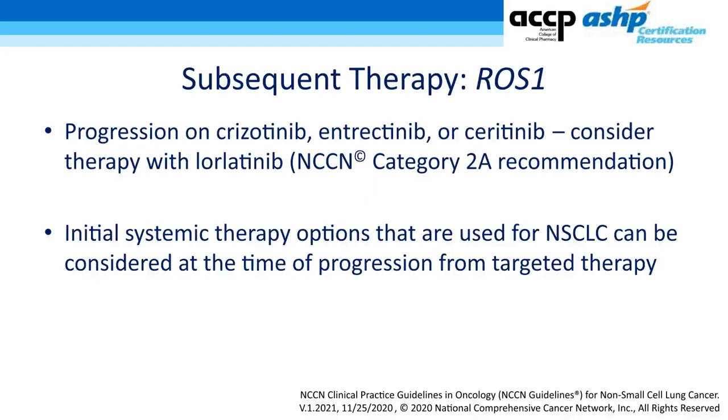So at the time of progression on either Crizotinib, Entrectinib, or Ceritinib, which I'll highlight, Ceritinib is listed as an other recommended NCCN recommendation for first-line therapy, we may consider patients to move towards treatment with Lorlatinib as a category 2A recommendation. Additionally, initial systemic therapy options that are used in non-small cell lung cancer can be considered at the time of progression from targeted therapy. So moving into the cytotoxic realm of treatment would be an option for these patients as well.